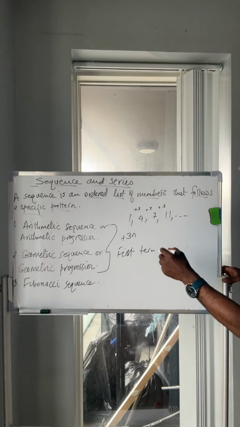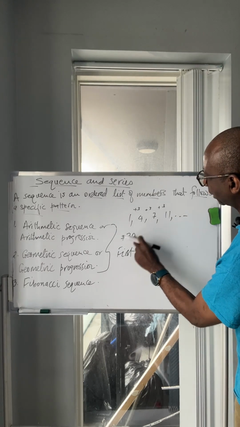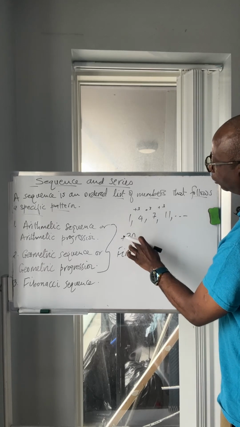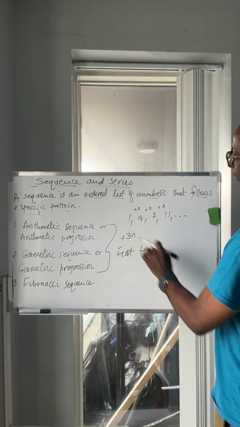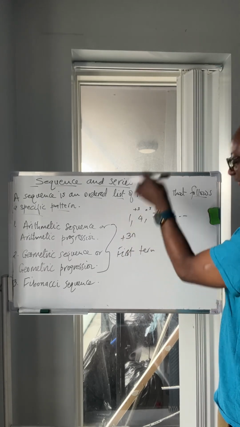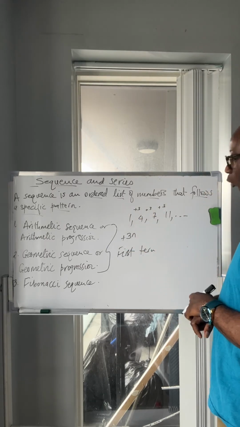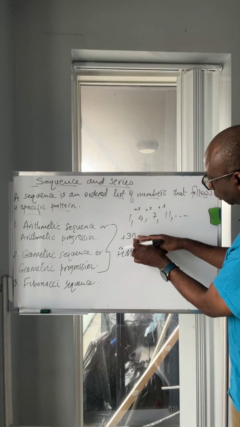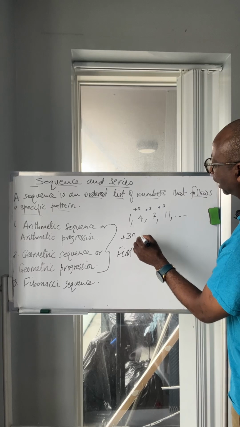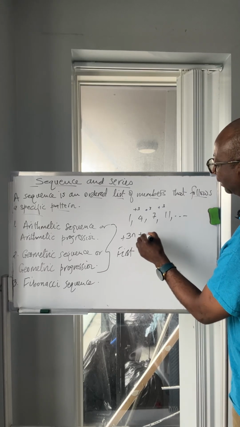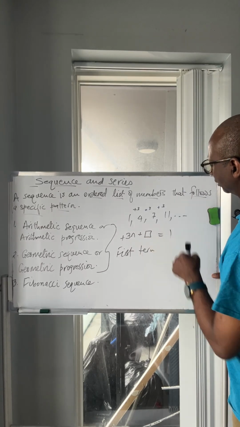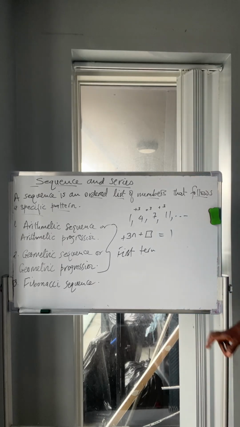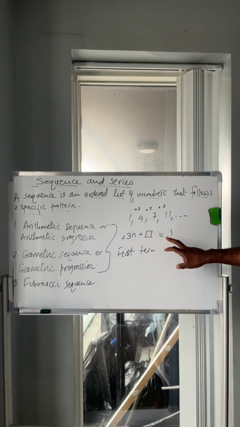So now, having this one here, how do I get this first term if I want to determine what the first term is? And I know the first term is 1. So what should I do to this equation? What should I add here to give me 1 as the first term?